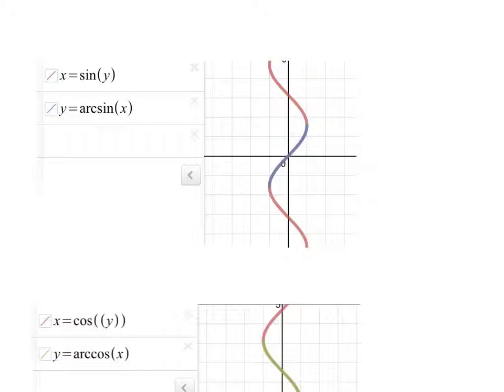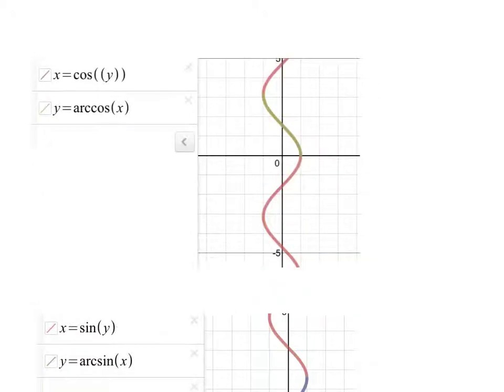If you've got something that's in quadrant 3 and quadrant 4, then you've got to think about what you're doing, think about reference angles and all that. But that's what the calculator tells us. Okay? And on that same note, for cosine, we're limited.